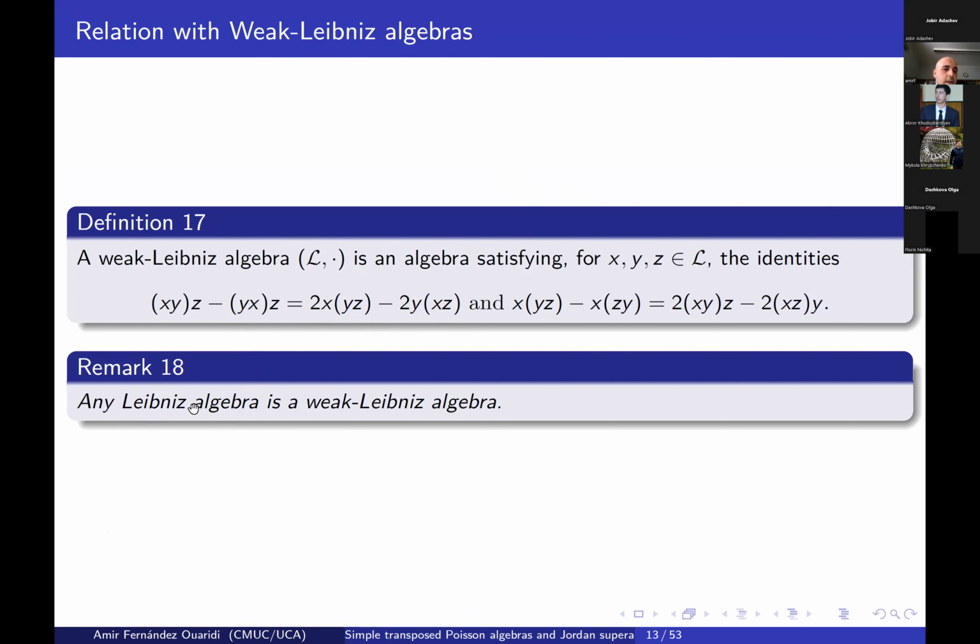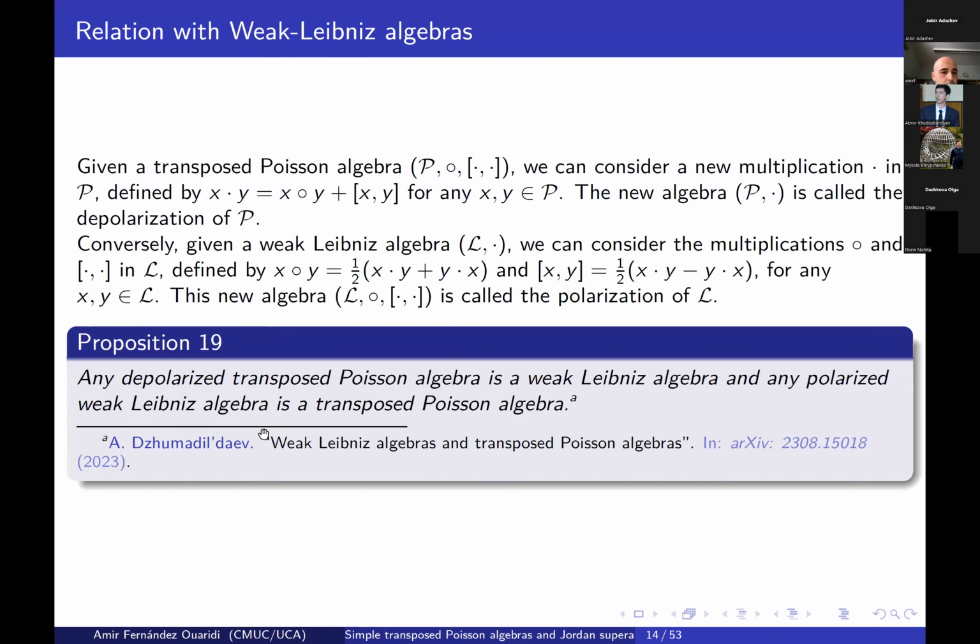As one can imagine by the name, any Leibniz algebra is a weak-Leibniz algebra. This class was introduced by Sumadildaev in this paper here. And look, if we have a transposed Poisson algebra, we can consider a new multiplication dot by taking the sum of the two multiplications, taking first the circle and summing it to the bracket, and this new algebra dot is called the polarization of P.